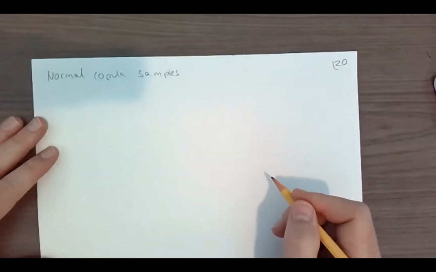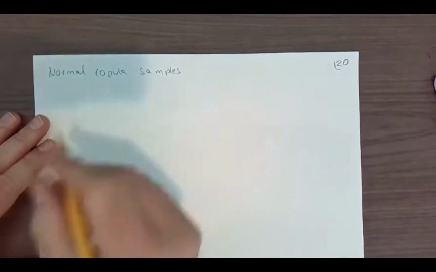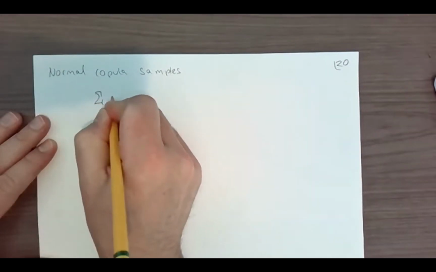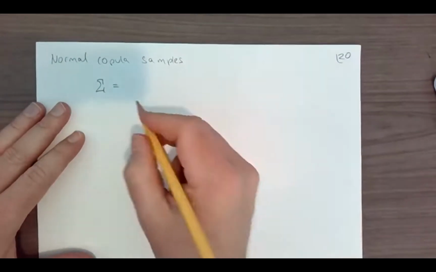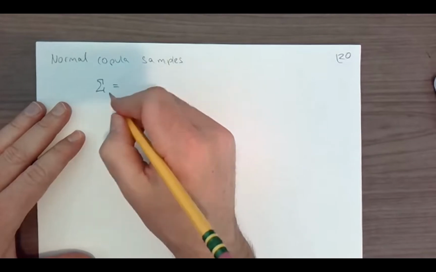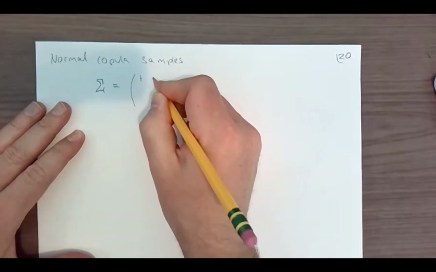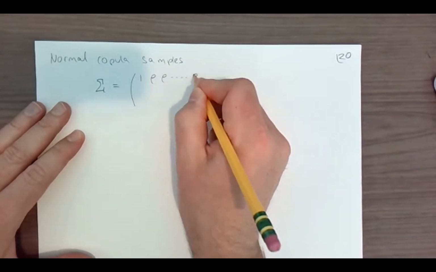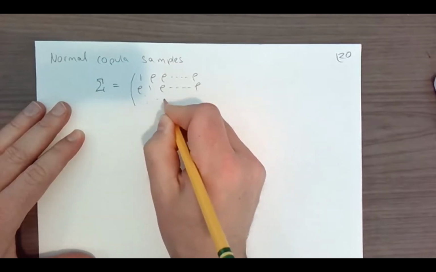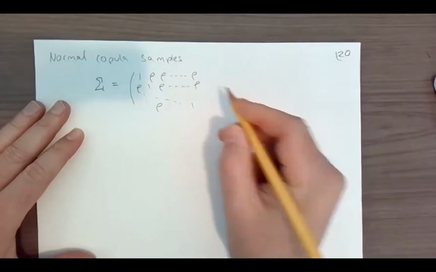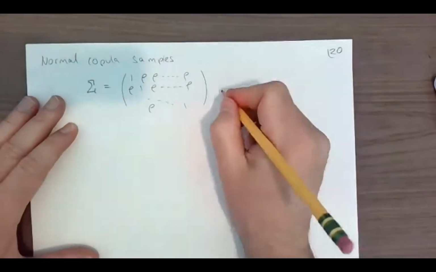The way that you go about doing it is you write your sigma. This is your variance covariance matrix. Right, so in our example, this was 1, and then it had rho, and then it had rho, 1, and then it had 1 here, rho everywhere else. Rho was a positive number.